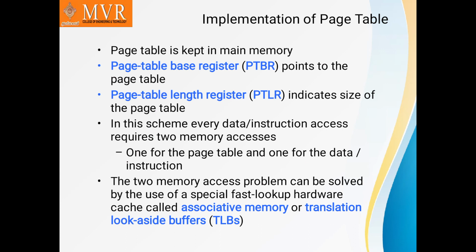Implementation of page table. The page table is kept in main memory, and there is a page-table base register and a page-table length register. The base register points to the page table. The size of the page table is in the length register. In this scheme every data or instruction access requires two memory accesses, one for the page table and another for the data or instruction. The two memory access problem can be solved by the use of a special fast lookup hardware cache called associative memory, or translation look-aside buffers.